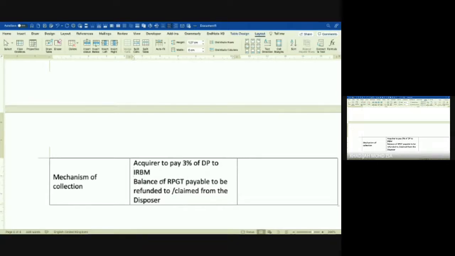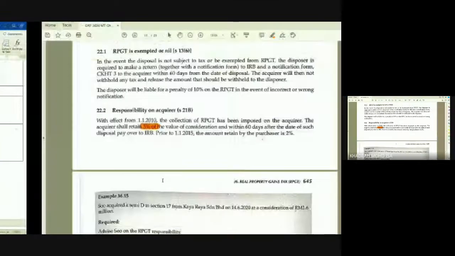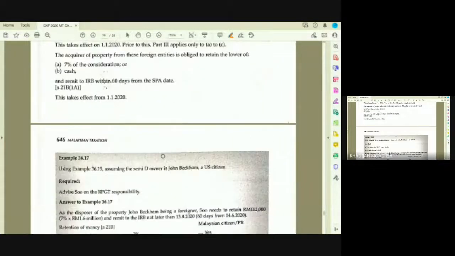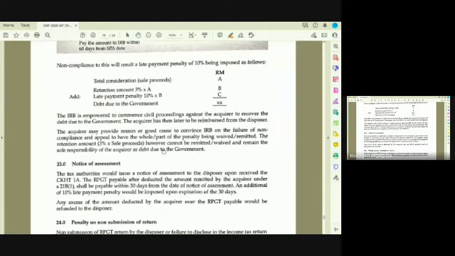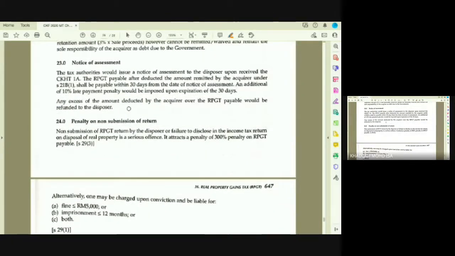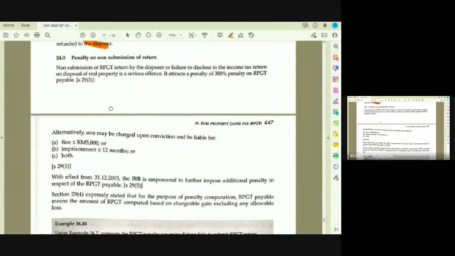Okay, so that covers all parts. This is for the foreigner. You have a notice of assessment issued by the IRB that will tell you how much is the actual amount. Any excess of the amount deducted by the acquirer will be refunded to the disposer. The penalty on non-submission is 300%. It's a lot, right? You're talking about RPGT, and even though the amount is not large, the penalty is 300% on the RPGT payable.